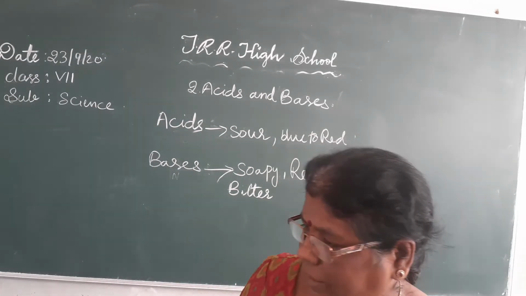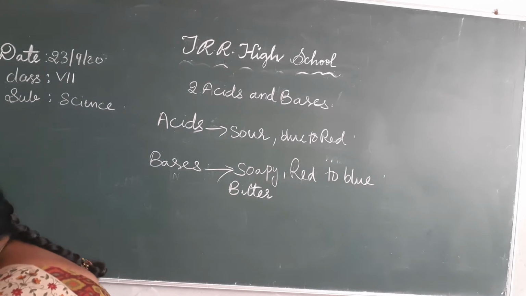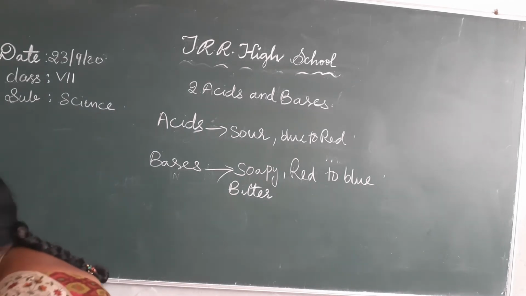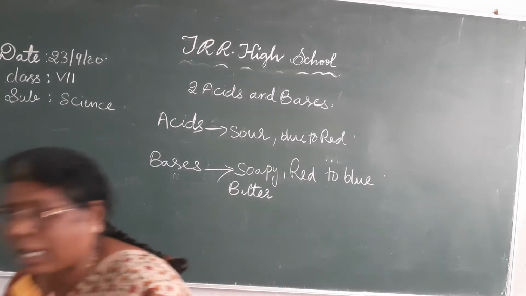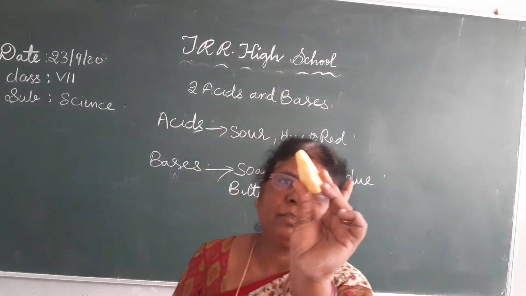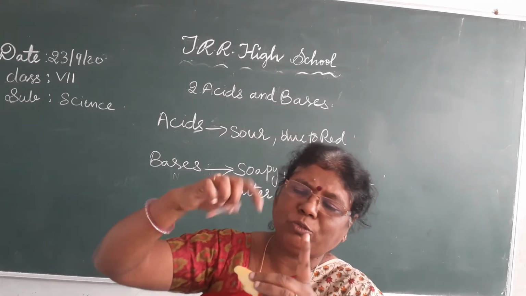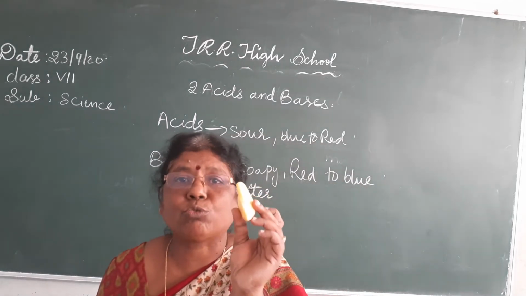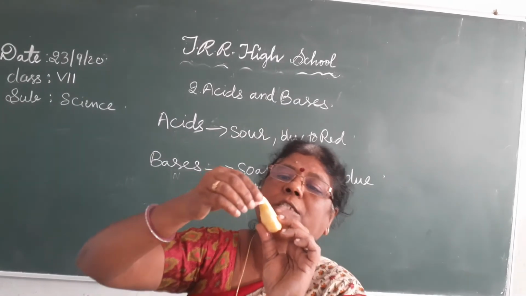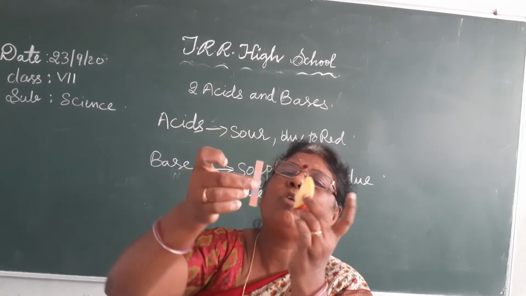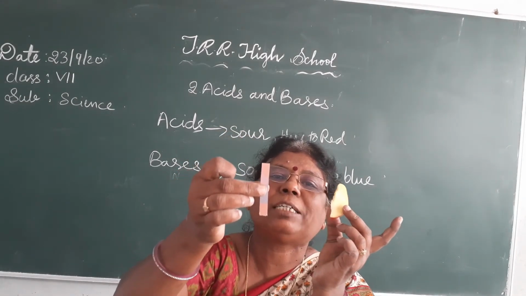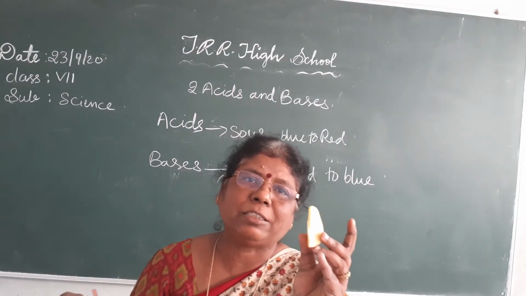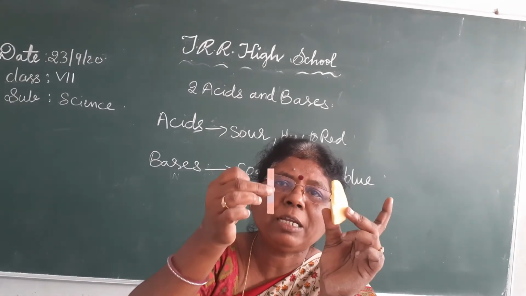Understood, children? Now another example I will show you. What is this? This is an apple. You will not get any result with the peel. You have to take the cut part or juice, isn't it? Now touch this. What color are you getting? Blue color changes into red color. So apples are also acidic in nature.